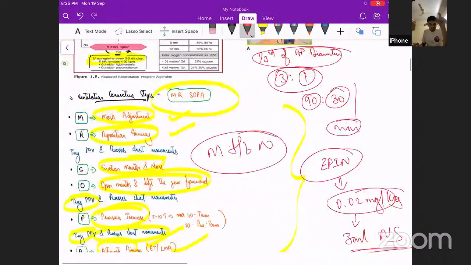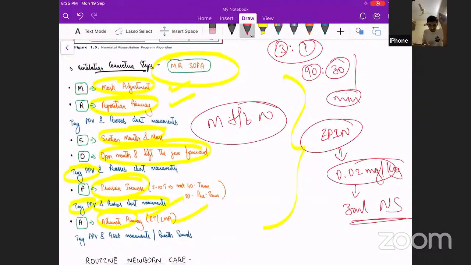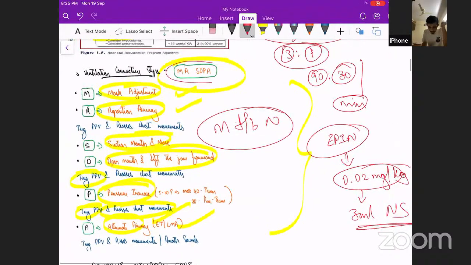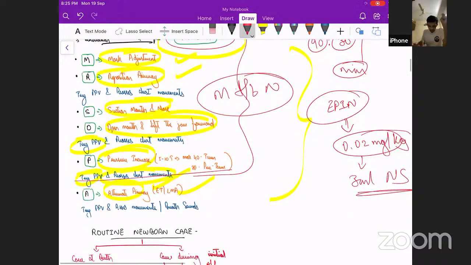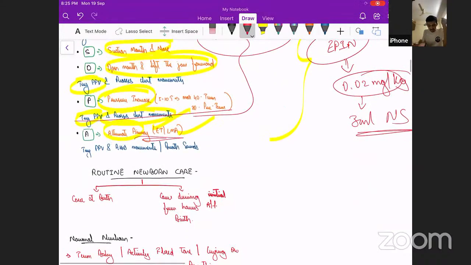So how do we assess it? We do ventilation corrective steps given by the mnemonic MR SOPA. We'll have to adjust the mask, reposition the airway, suction the mouth and nose, again reposition it, open the mouth and lift the jaw forward, and increase the pressure and give positive pressure ventilation. Even after following these ventilation corrective steps, if the baby still doesn't improve, then we'll have to think of an alternate airway, that is with ET tube or laryngeal mask airway.